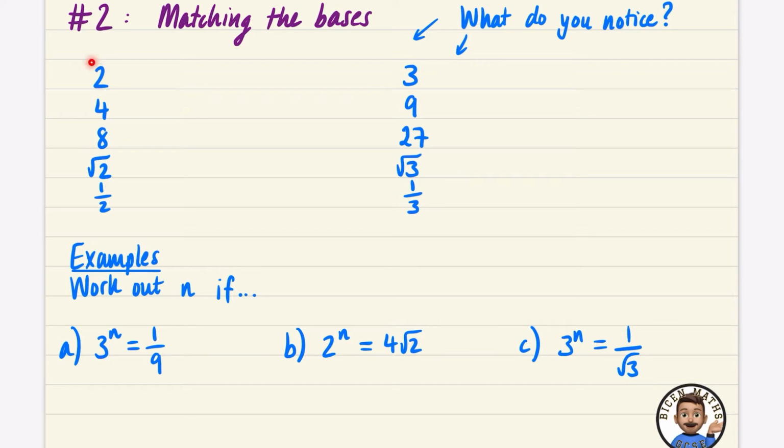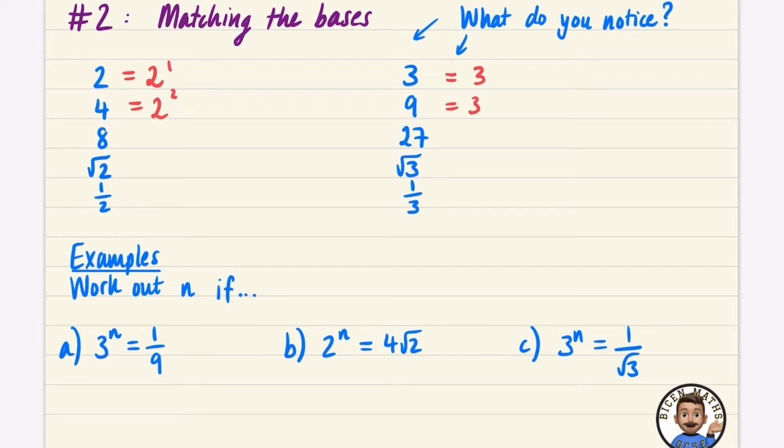So you'll see here that these numbers all look pretty different to each other, but they also have something in common. The thing that they all have in common is that you could write them with the same base. So what I mean by that is I could write all of these ones here as base 2, like this, 2 to the power of something, and all of these ones here could be 3 to the power of something.